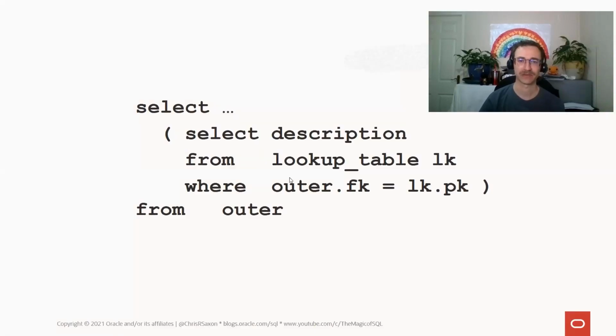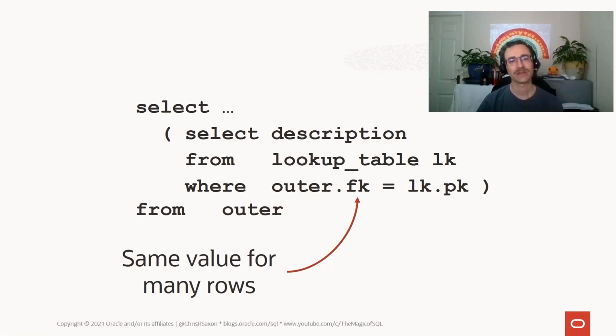So we've got something like this. We've got our outer query, which is the child table, and we are looking at rows in the parent table, doing a description lookup or something like that. As I said, key thing here is lots of rows have the same value as the driving value for the scalar subquery. Well, when we do this, the database is able to do something very neat.